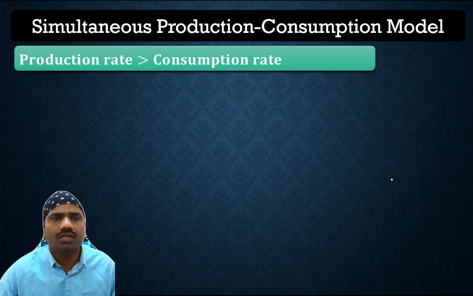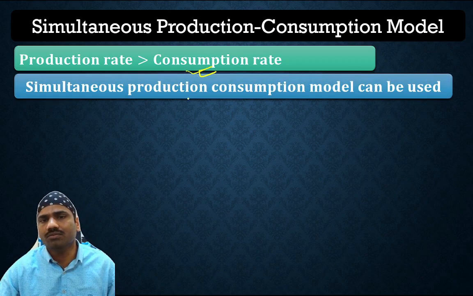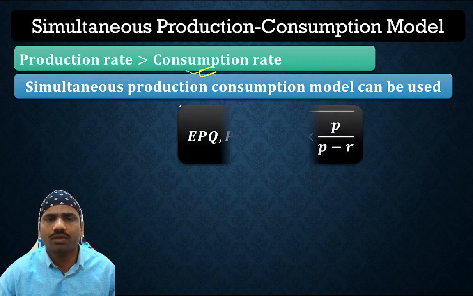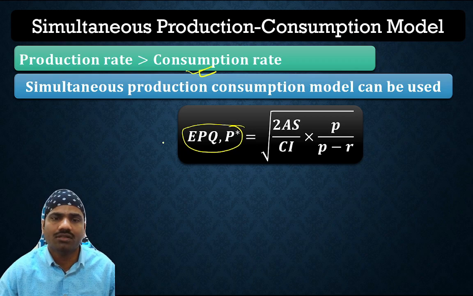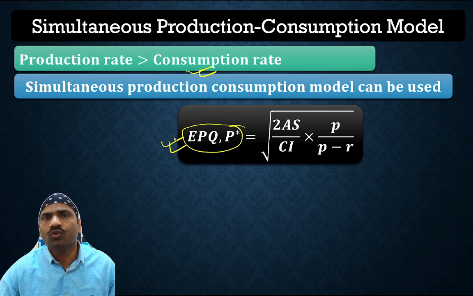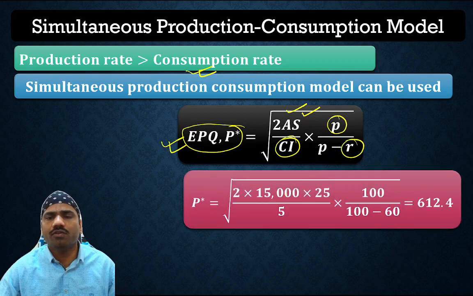Next, here the production rate is more than the consumption rate, so we can use the production consumption model for this particular problem. With the help of the production consumption model, we can find the EPQ. So what will be the economic production quantity? The economic production quantity will be the square root of 2AS by CI into P by P minus R. We have A as 15,000, S as 25, CI as rupees 5 per year, production rate 100, and consumption rate 60.